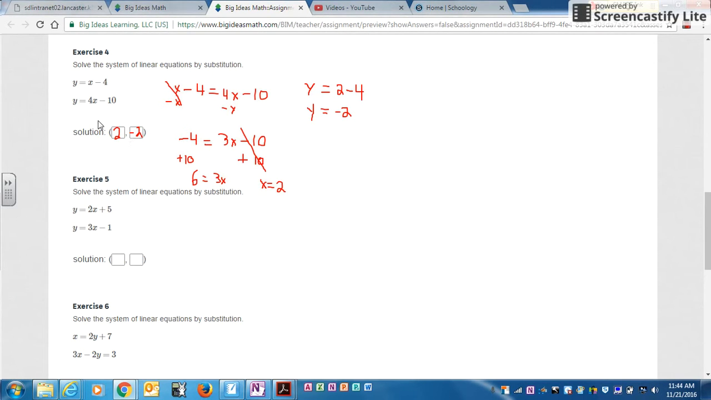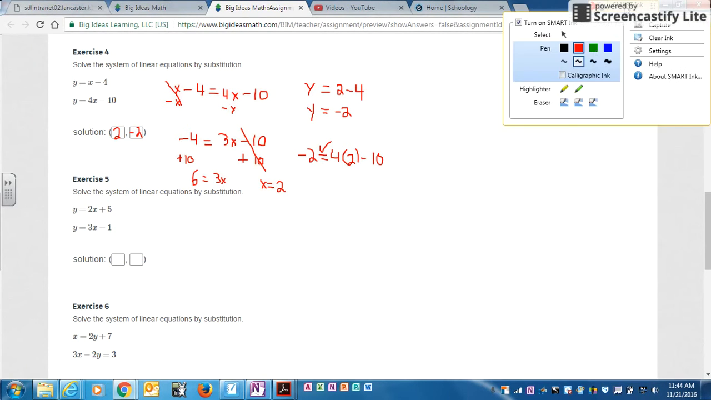And then for good measure, I can use the other equation to check my work. Y equals 4x minus 10, so that means -2 should equal 4 times x, which x was 2, minus 10. And I'm not going to show the work for this check, but I'm going to explain really quickly. Do parentheses first. So 4 times 2 is 8. 8 minus 10 is negative 2. So this equation is true. Therefore, I must have the right answer. So it's 2 and negative 2.